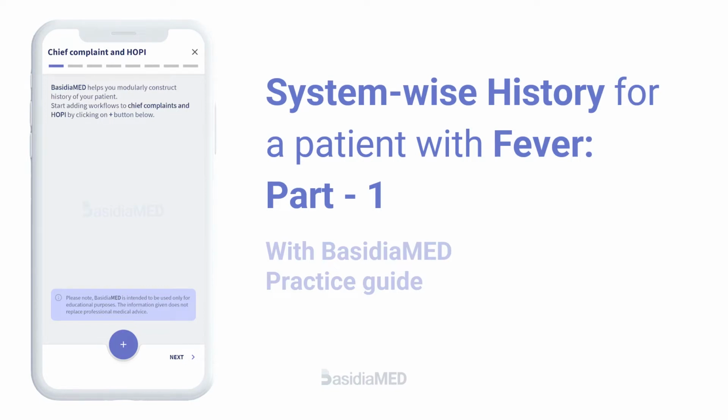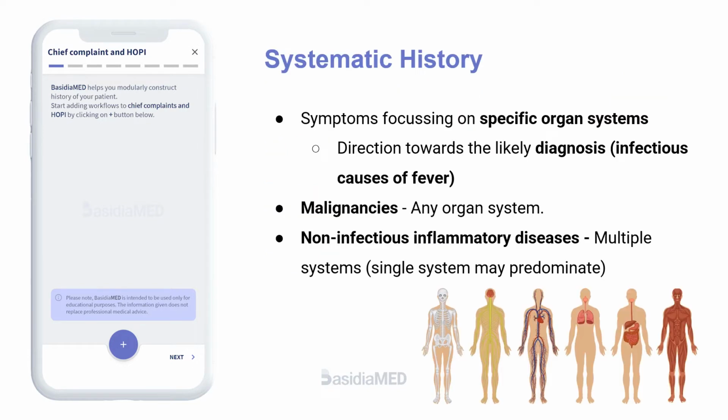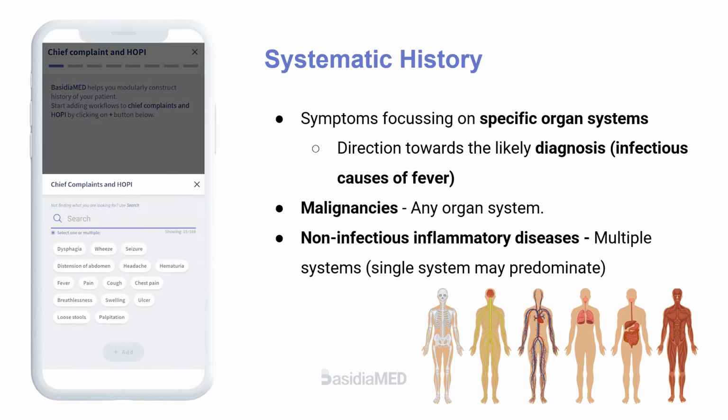System-wise history for a patient with fever, Part 1. Systematic history. Symptoms focusing on specific organ systems will provide direction towards the likely diagnosis when considering infectious causes of fever. Malignancies may also be found in any organ system. Non-infectious inflammatory diseases tend to affect multiple systems together, although a single system may predominate.